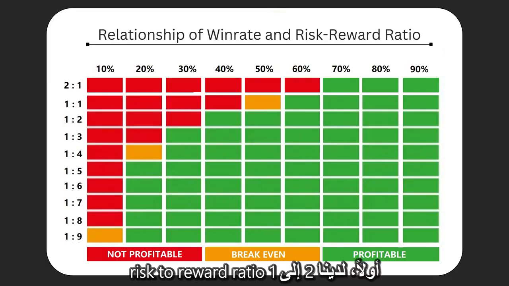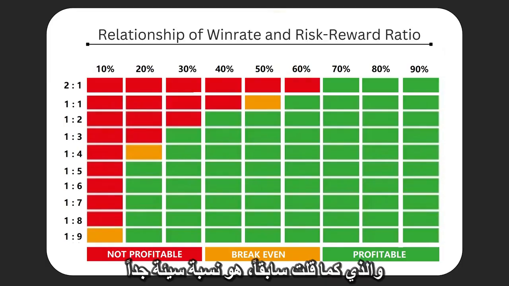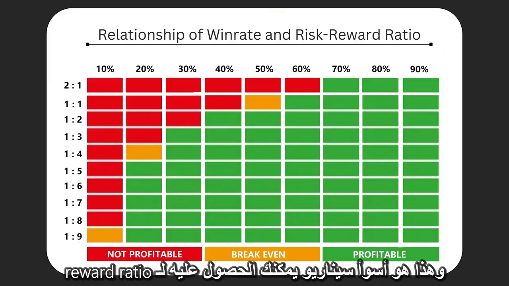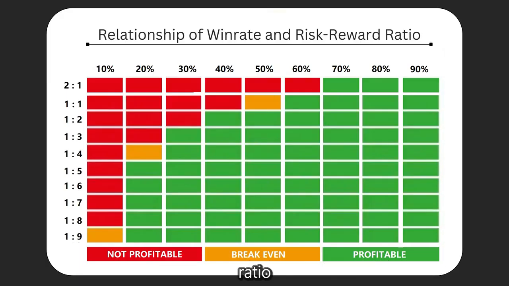So first up we've got the 2 to 1 risk to reward ratio, which as I said before is a really poor risk to reward ratio, right? It means that your rewards are half of what you are risking, right? And that's the worst case that you can have for your risk to reward ratio. It does not get any worse than this, right?